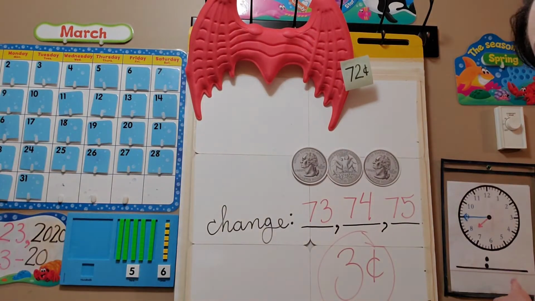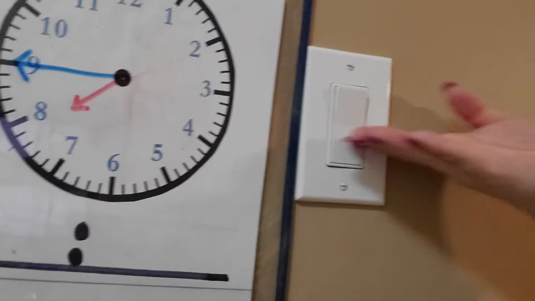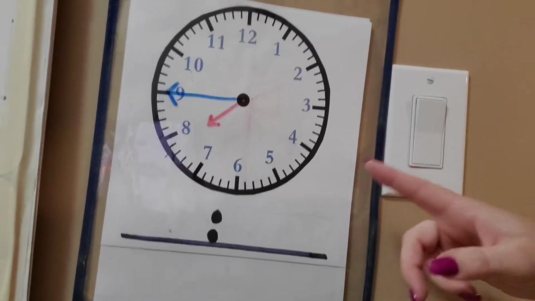Let's move on to time. I'm going to carry you closer. Oh, and we forgot season too. It's spring, but there might be some snow outside. All right, let's look at this time on the clock. Yes, this is my lovely light switch. All right, here we go.